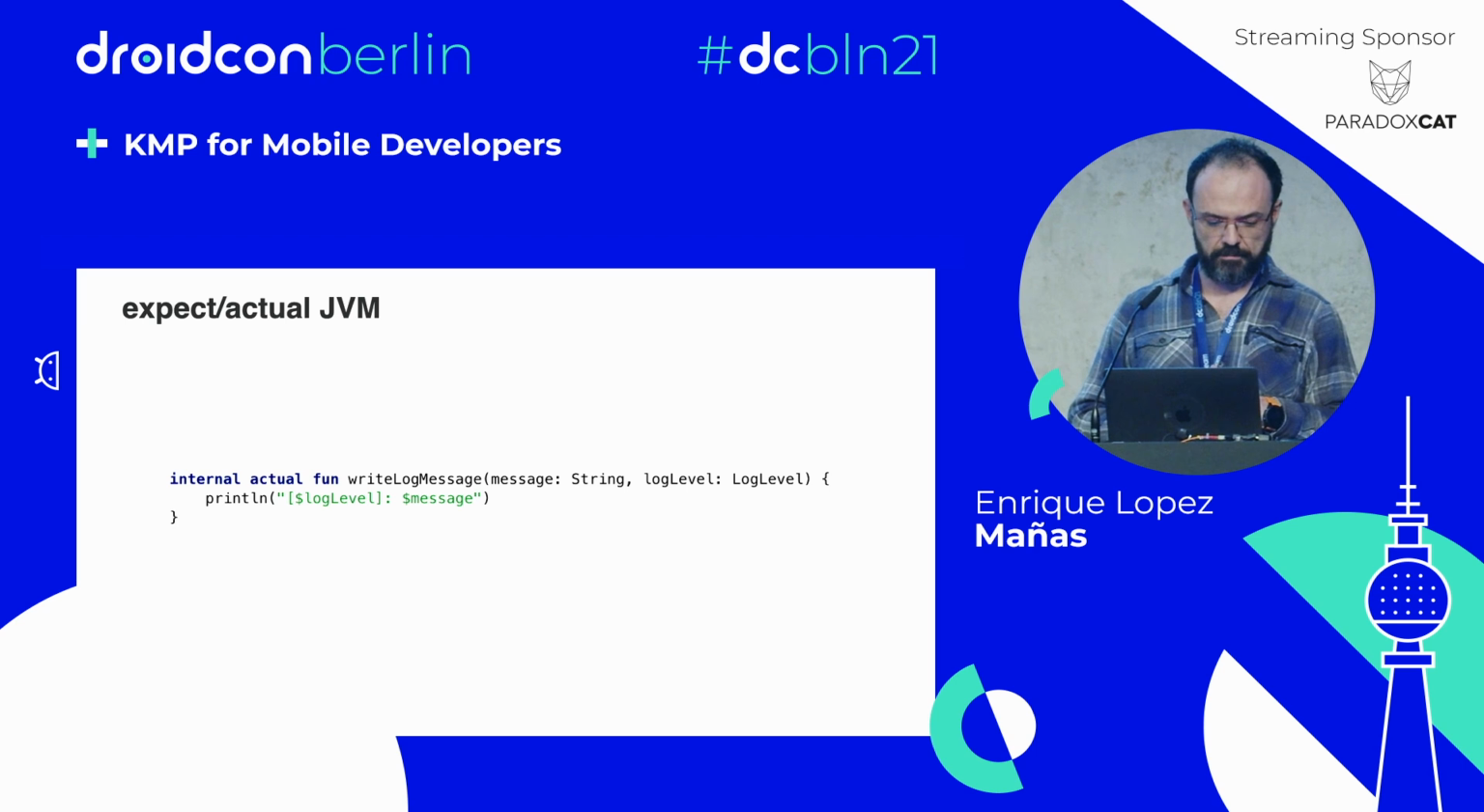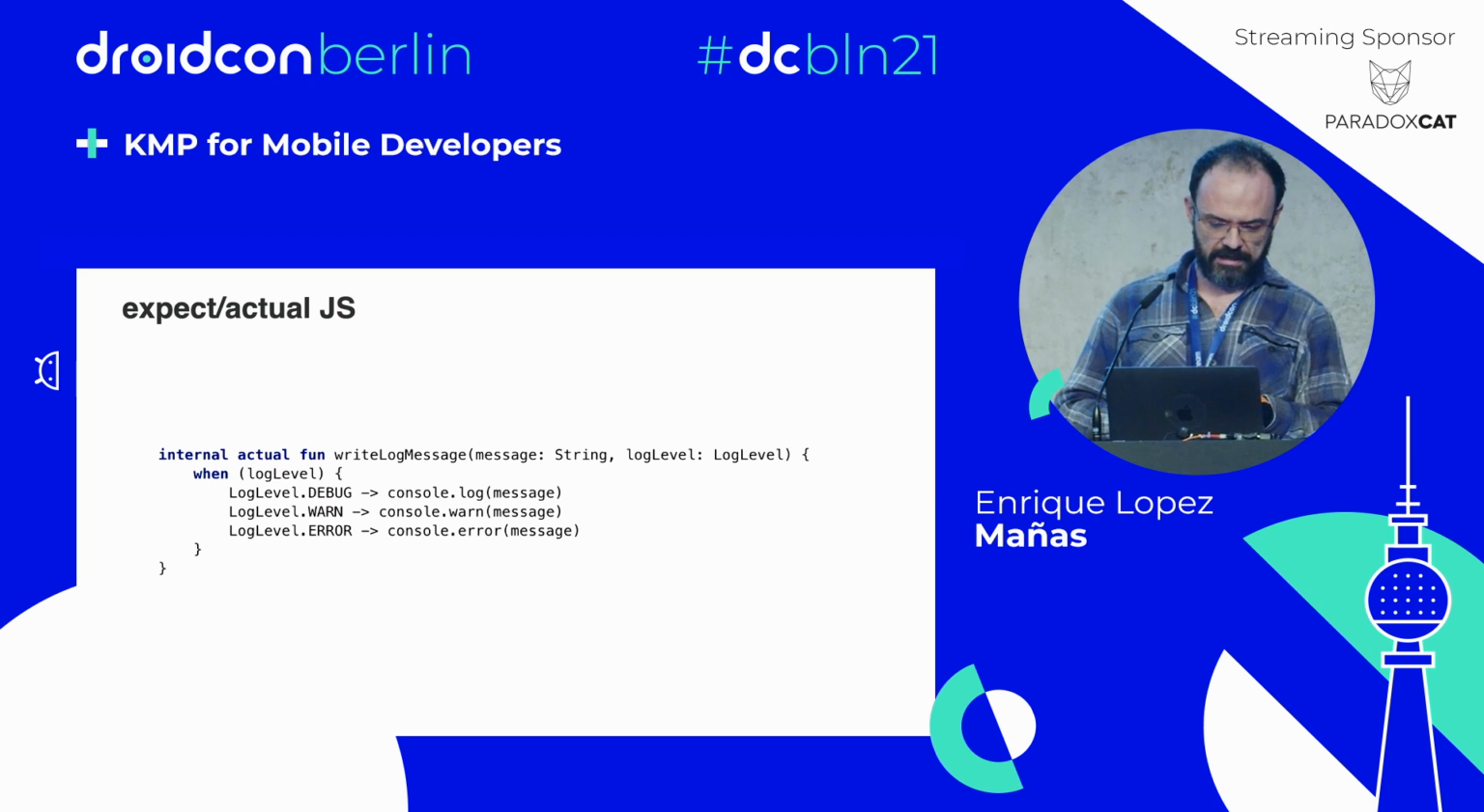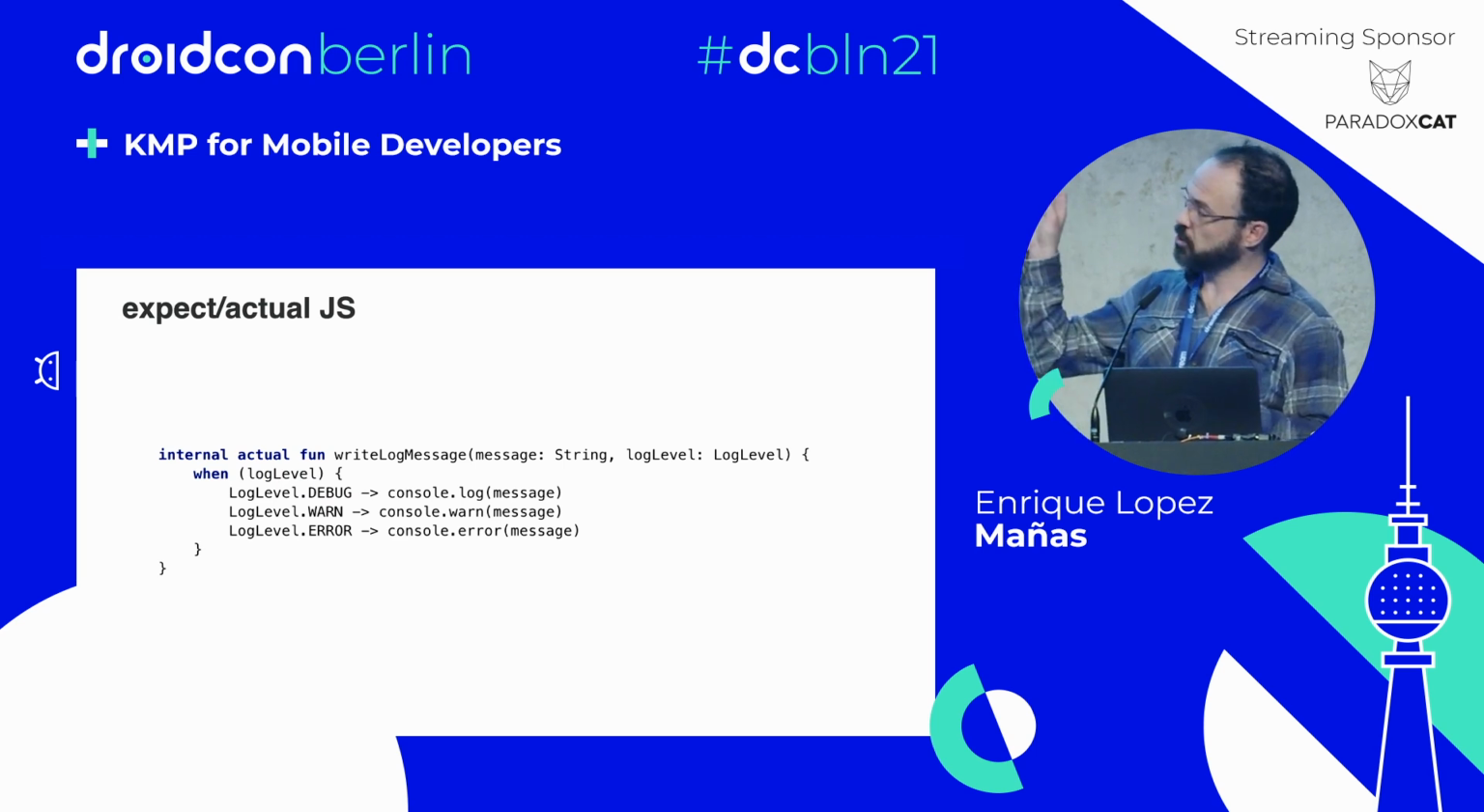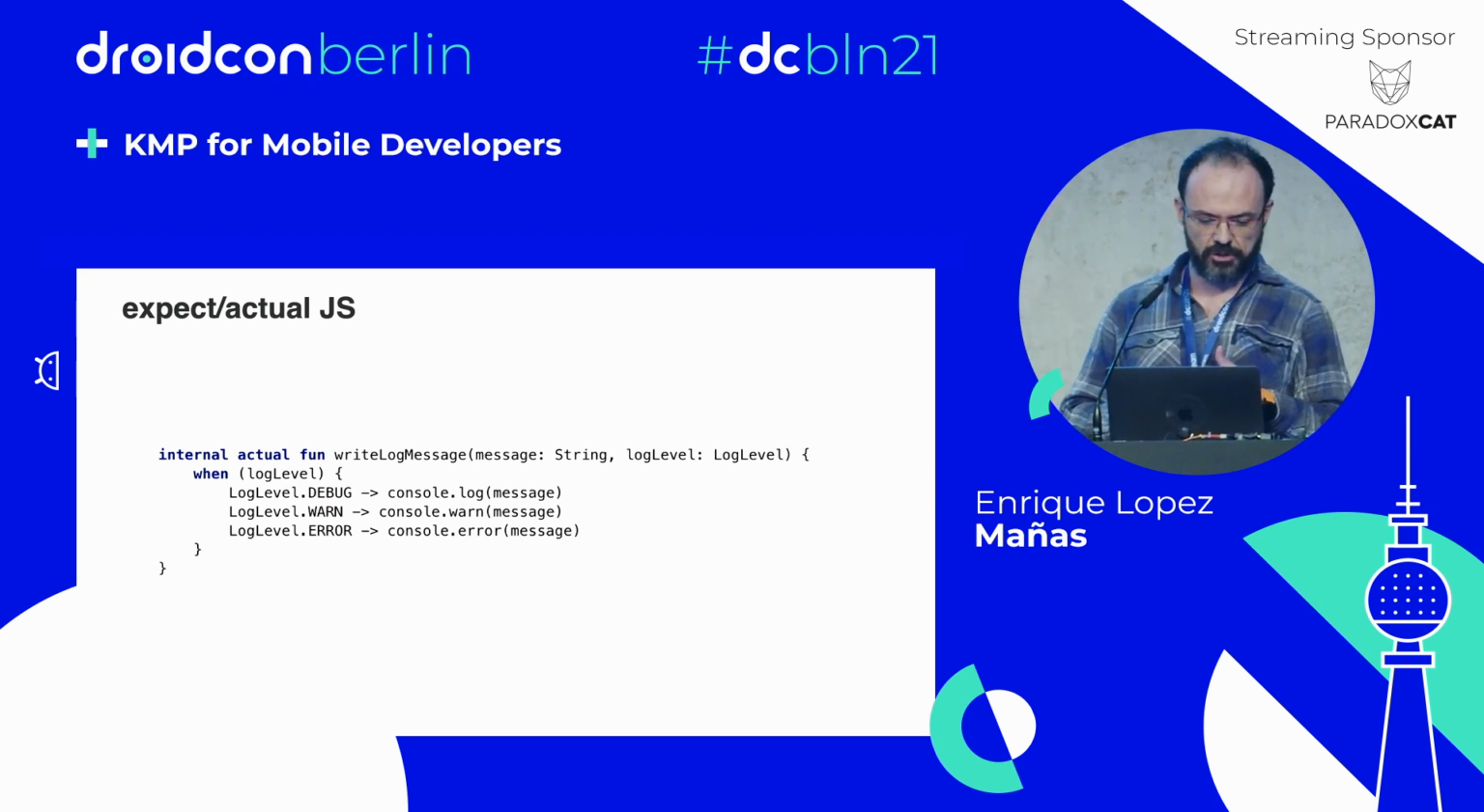Well, this is how we would do it on the JVM. We would call, for example, println or System.out.println, or we could use any other library that we want. And in JavaScript, we will have something like the console object from JavaScript. We have a few others like document, window, etc. And based on the log level that has been specified, we will call one method or a different one.